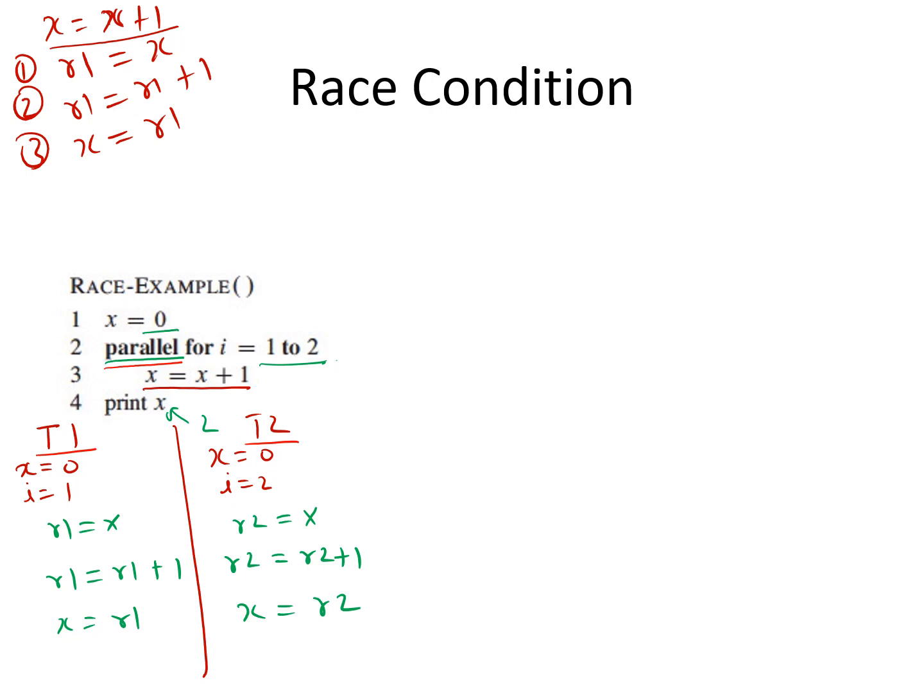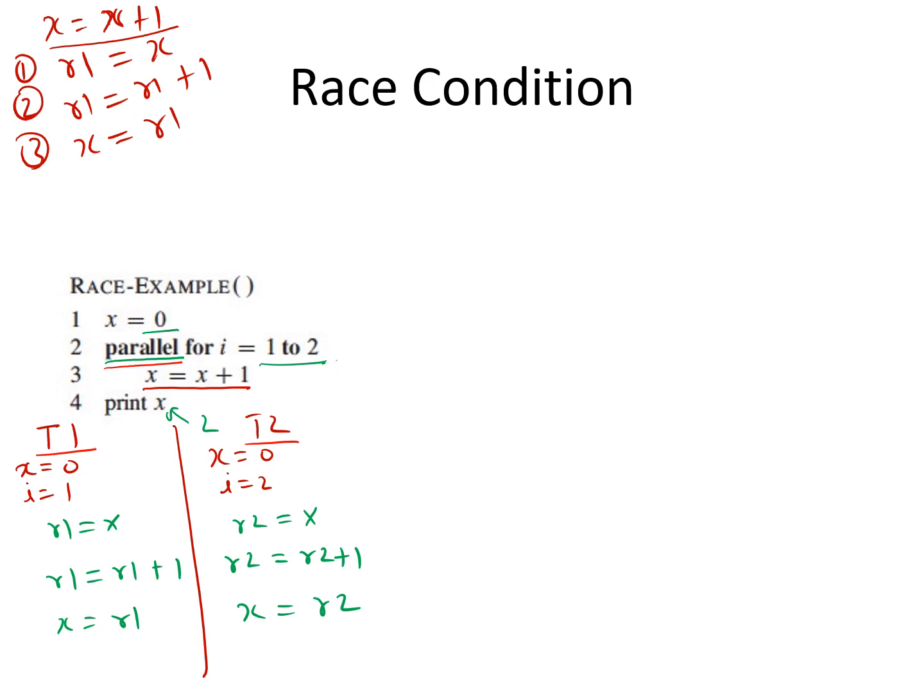Now let's see what different values of x we may get at the end if this code executes, right? So if the code inside T1 and T2 executes sequentially, right? So let's say T1 executes first completely.